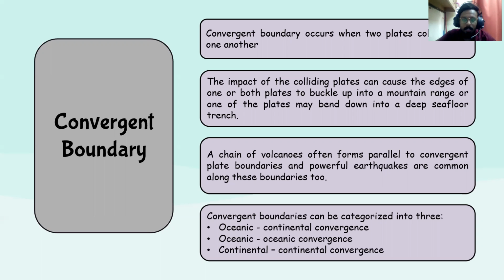Convergent boundaries can be categorized into three. The first type is the oceanic continental convergence, then oceanic convergence, and finally the continental convergence.